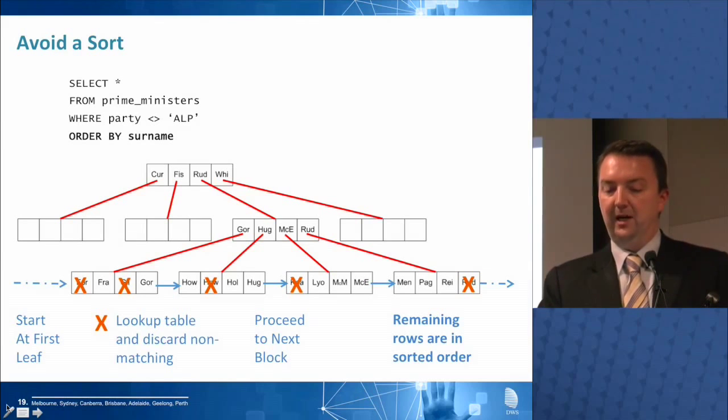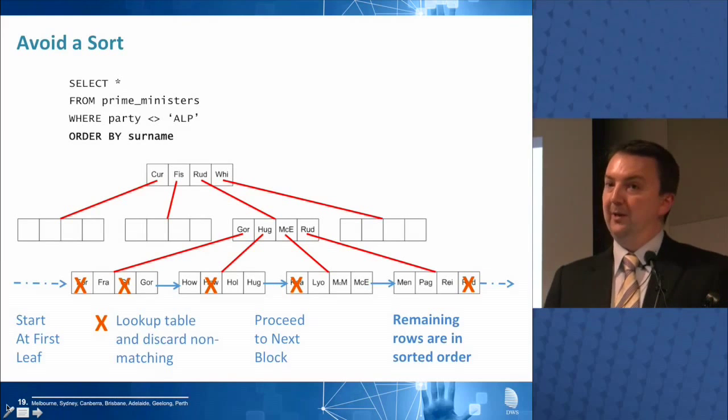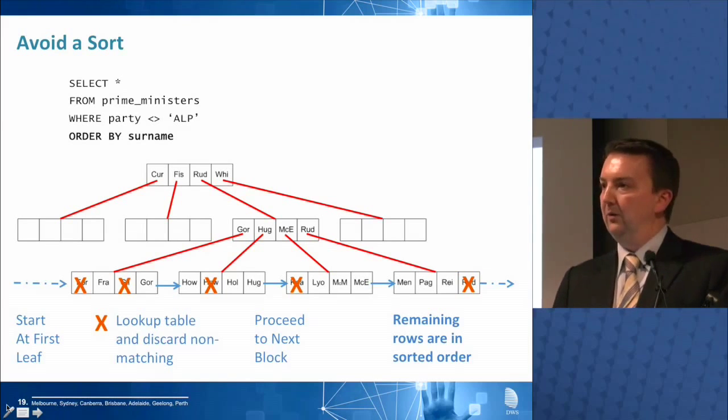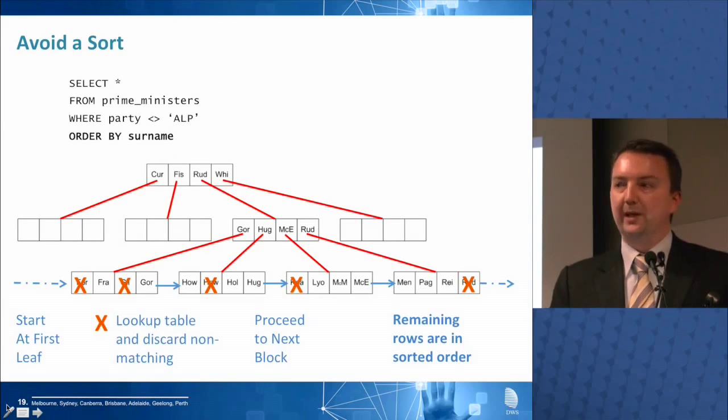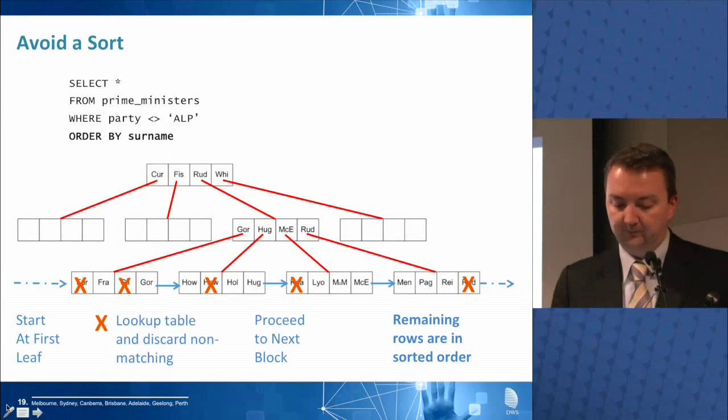Okay, it's not like party equals ALP where we could maybe use an index on party to find the rows. So we're up for a full table scan anyway, right? Full table scan, and then I've got to sort it. Or what if I use the index instead that's already sorted and just read the rows off there in sorted order and avoid the sort? Yeah, Oracle can do that.